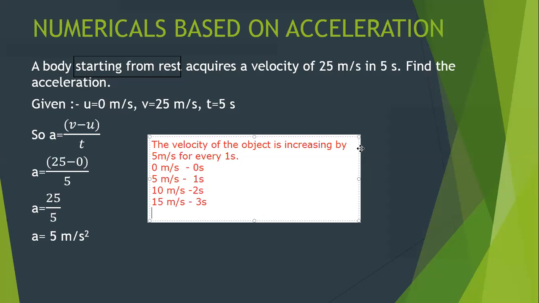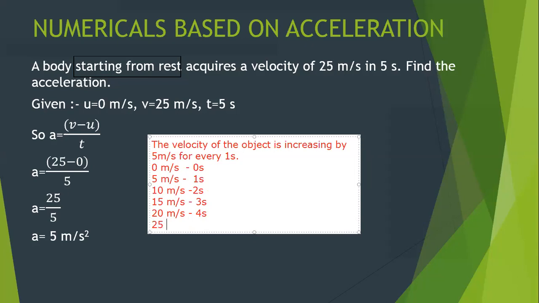So after 3 seconds, it's 15. After 4 seconds, the velocity will become 20, because the velocity is increasing by 5 meter per second for every 1 second. And after 5 seconds, the velocity will become 25. So what do you observe? You observe that the velocity of this object is increasing by 5 meter per second for every 1 second. Clear? That's why the initial velocity is 0 and after 5 seconds, the final velocity is 25.